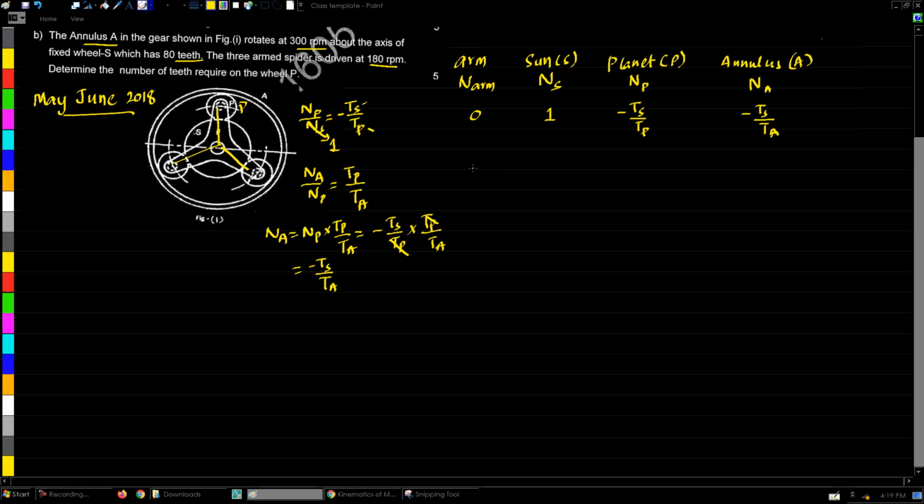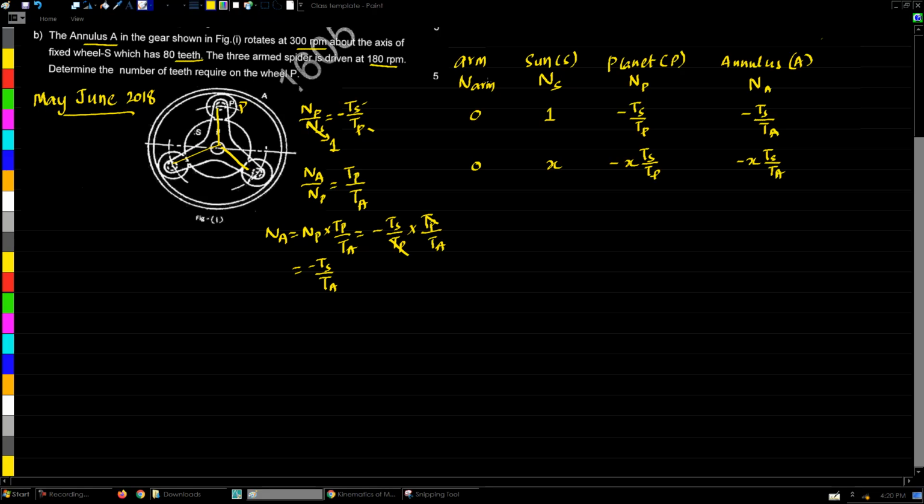So instead of just one rotation, we'll be taking x rotations for the sun gear, and then we'll have to find the number of rotations which all the other gears are undergoing. So that's just going to be multiplication of x with whatever term we have got. So this is going to be minus x ts by tp, and this one here will be minus x into ts by ta. So these are the number of rotations which each gear is undergoing when there are x rotations on the sun gear. In the next step, we'll be rotating the arm completely.